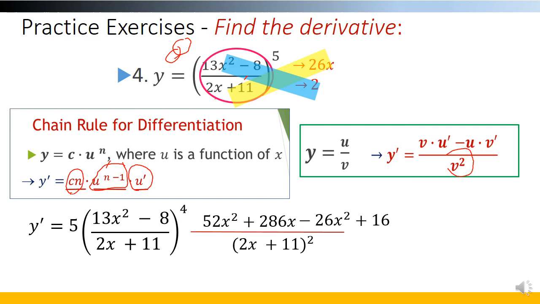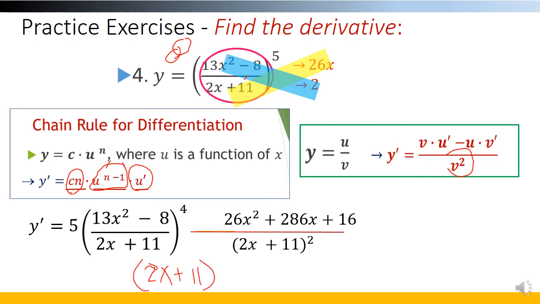Okay. So, you can simplify this further by combining 52 and negative 26. That gives you 26x squared plus 286x plus 16. We can further combine this or simplify this by having on our denominator, si 2x. We can make our denominator equal to 2x plus 11. This is being raised to the 4 because of this.